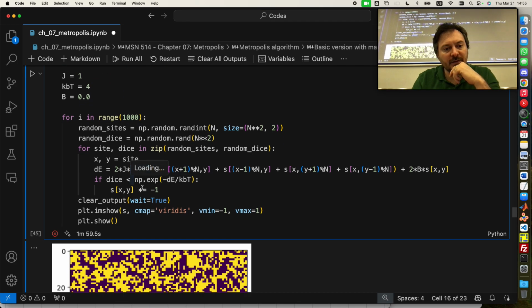And this is basically the Monte Carlo step. Metropolis's algorithm says that if the random dice number is less than exponential e to the minus delta E over kBT, then accept it. Why don't I have this, if the energy goes down, also accept? Why don't I need that part?